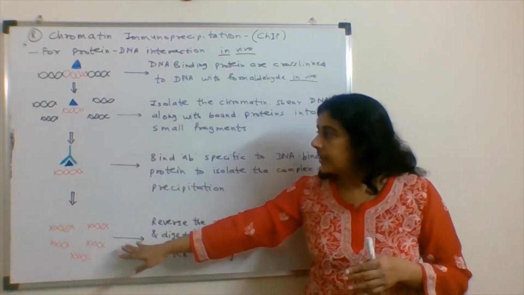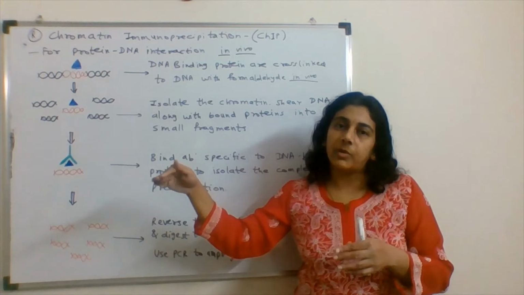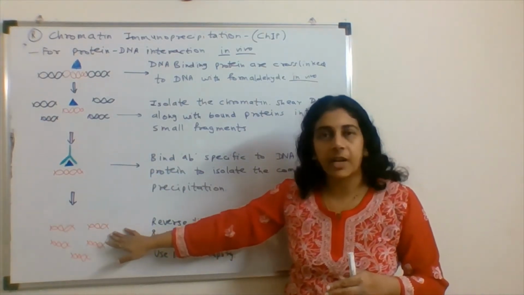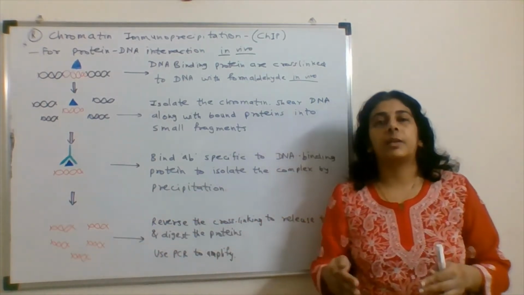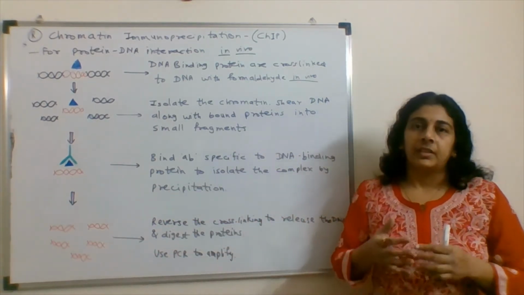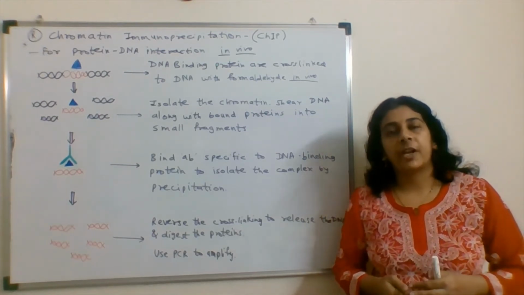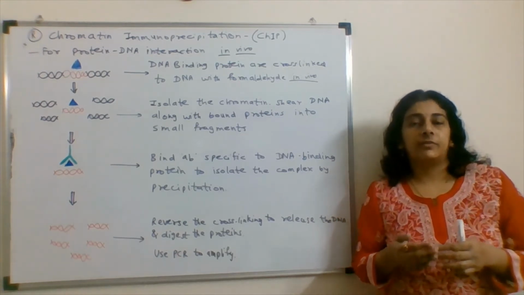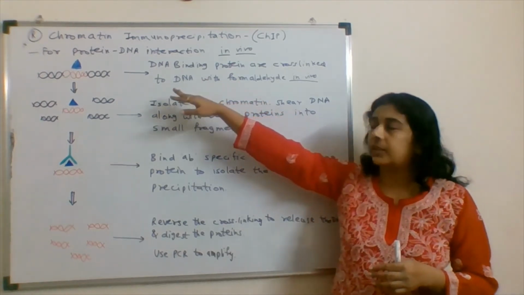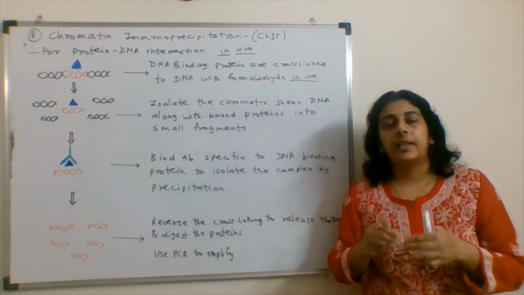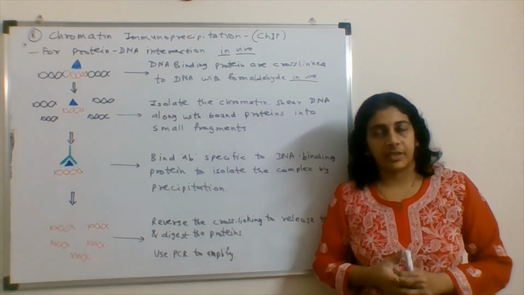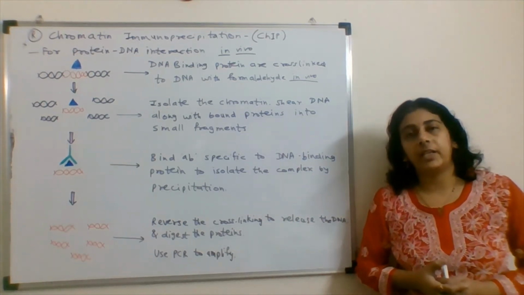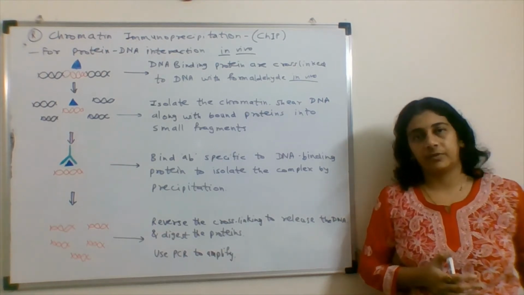And after that, this antibody and protein complex is removed from the DNA. Only the DNA fragment is isolated, which is acted upon by PCR. Using PCR, we can get a number of fragments of the respective DNA and can find out where the actual protein is getting attached with that particular fragment. Okay. So in this way, this technique is used for the protein DNA interaction in vivo.